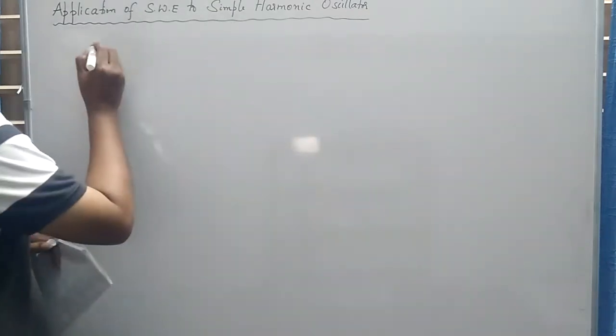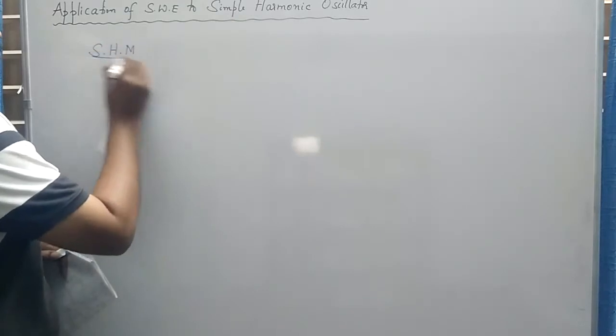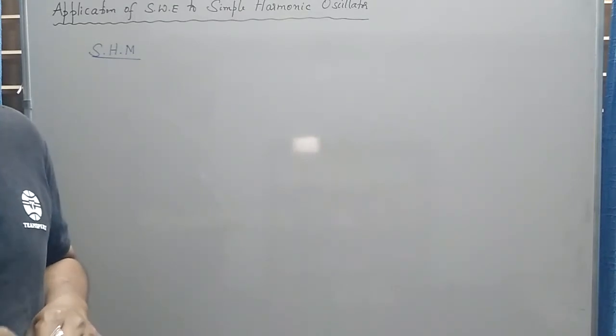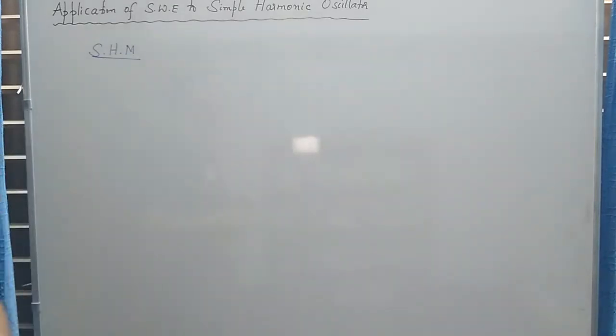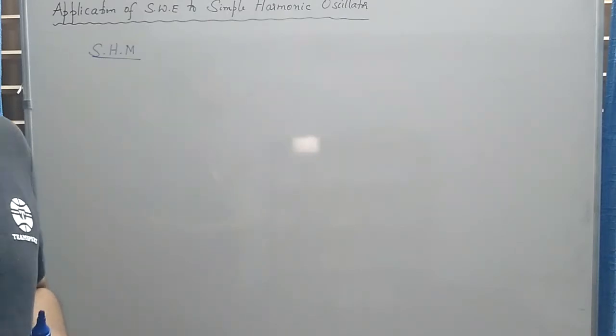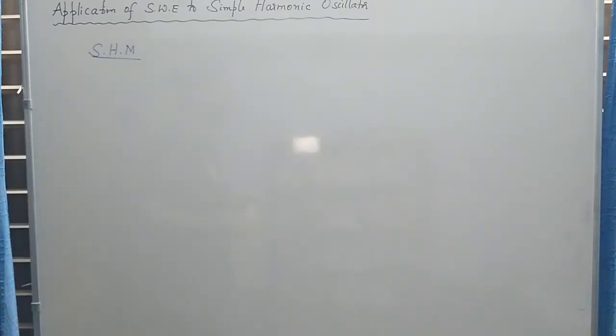So what is simple harmonic motion, which in short we call SHM? Can you give some examples? The vibration of a tuning fork. You have all used a tuning fork in your physics laboratory in your PU class. The vibration of a tuning fork or the oscillation of a simple pendulum are all examples of simple harmonic motion.